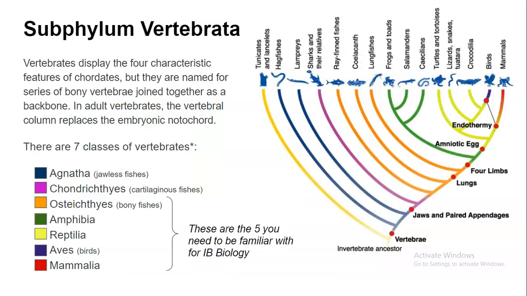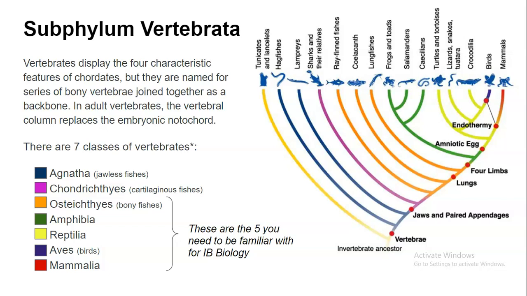All right, let's focus on vertebrates now. So vertebrates display the 4 characteristics of chordates that we just mentioned, but they're named for a series of bony vertebrae joined together as a backbone. In adult vertebrates, the vertebral column replaces the embryonic notochord.